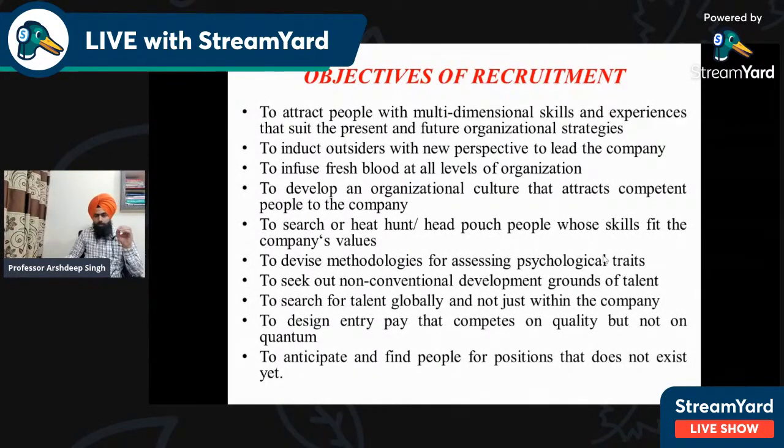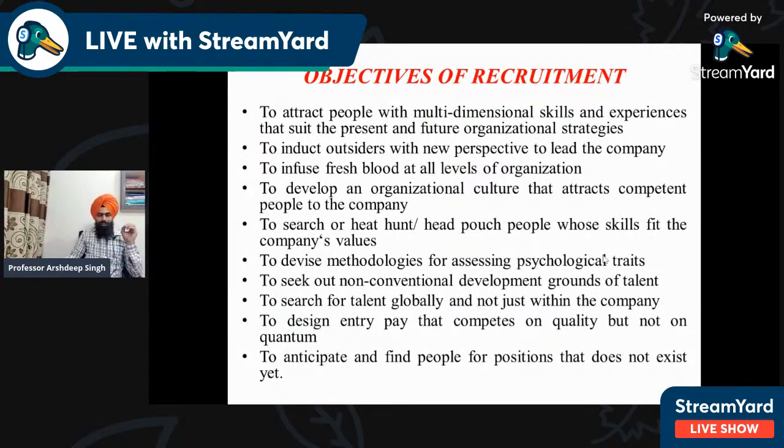Next, to devise methodologies for assessing psychological traits. Okay, so under the recruitment process, there are different criteria for how a person should be assessed: physically, knowledge-wise, and psychologically. So these are the different techniques under recruitment, so we can have multidimensional skilled persons. Next, to seek out non-conventional development grounds of talent. Okay, so it is very clear that we can have persons who have some extra qualifications that might be beneficial for the company at any time.